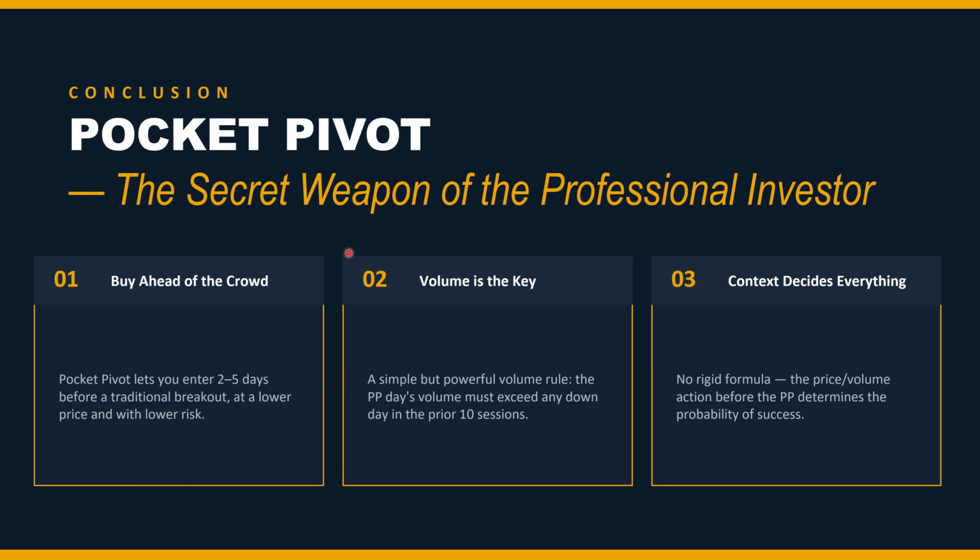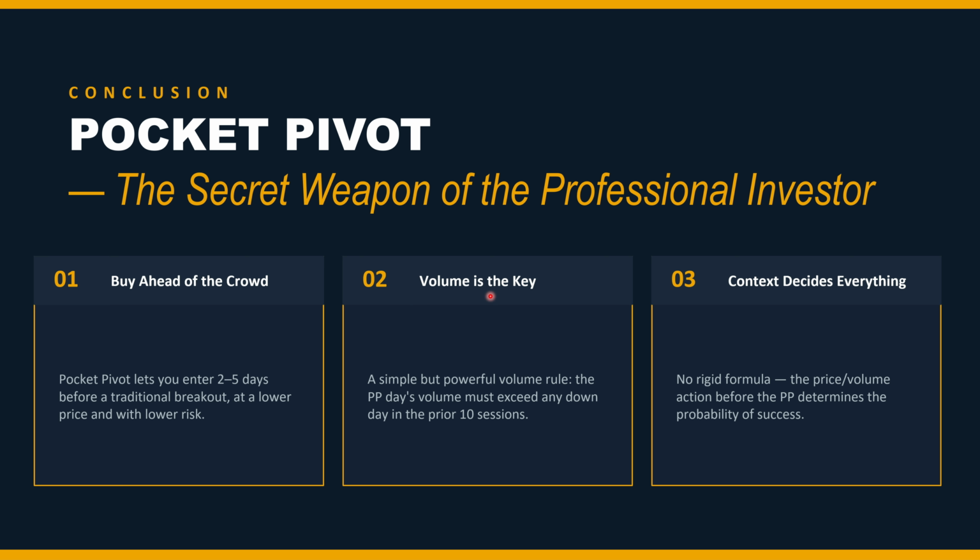We've just gone through the entire pocket pivot by point system. Remember these 3 most important keys. 1. Buy ahead of the crowd. Pocket pivot is not about waiting for a breakout and chasing it. It is the skill of reading institutional accumulation signals and entering alongside them at a lower price, lower risk, and with better psychology because you already have a profit cushion.